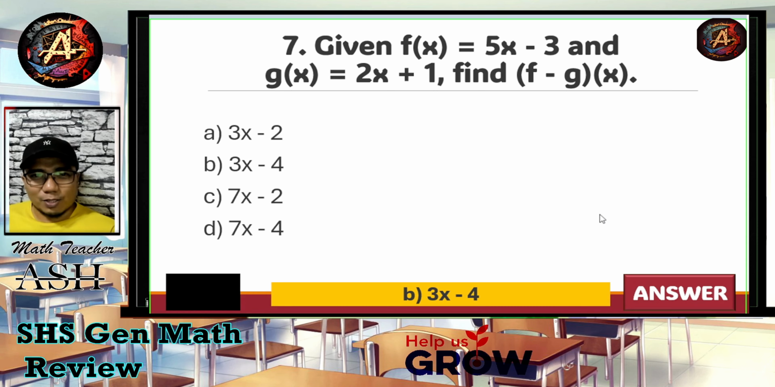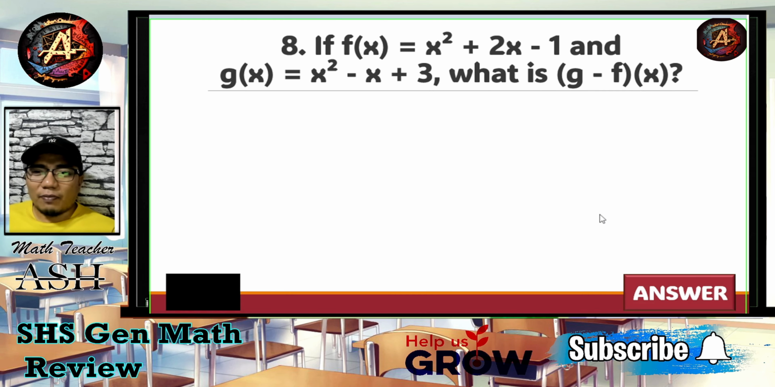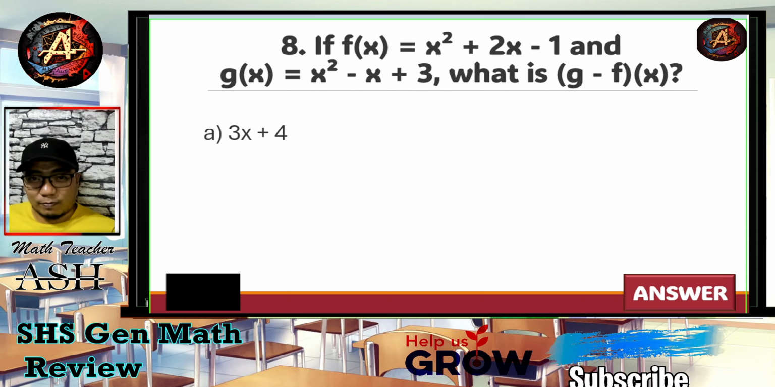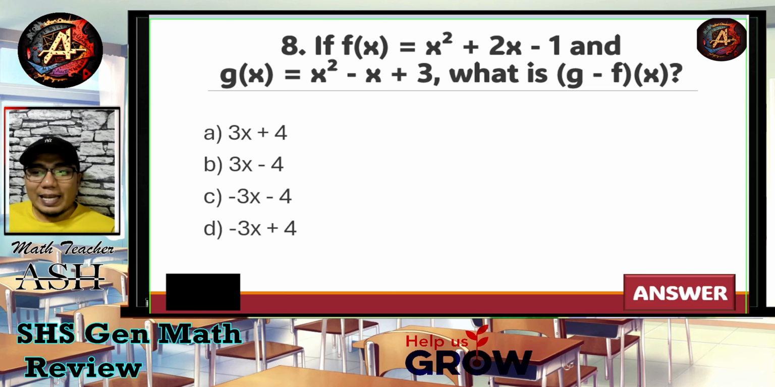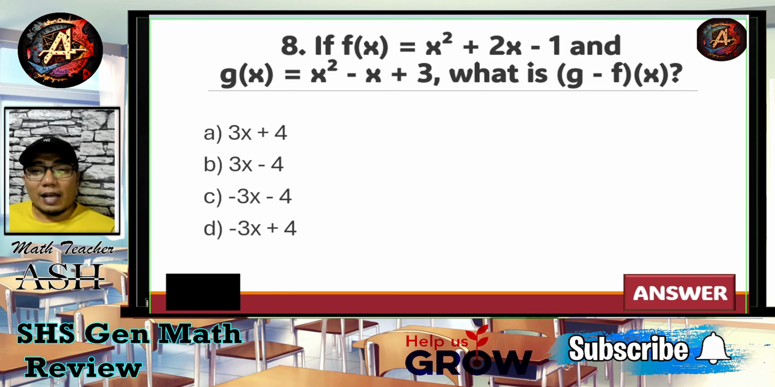Alright, now let us go to question number 8. If f of x is equal to x squared plus 2x minus 1 and g of x is equal to x squared minus x plus 3, what is g minus f of x? Is it A, 3x plus 4, B, 3x minus 4, C, negative 3x minus 4, or D, negative 3x plus 4? I'll give you 5 seconds to think about your answer.